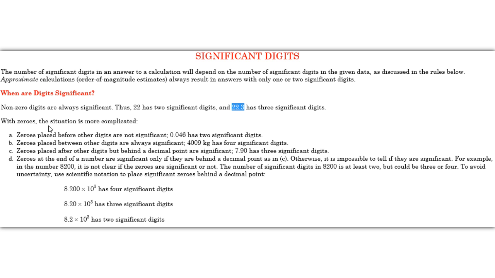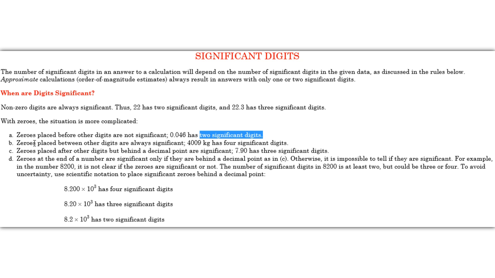Now, with zeros, the situation is more complicated. So follow these four rules, and remember, folks, you can always go back and look at it in case you forget. Zeros placed before other digits are not significant. So if you were weighing something, or this was a time, 0.046, the two zeros in front here are not significant. They're not important. The only two significant digits are 4 and 6. So it's got two significant digits.